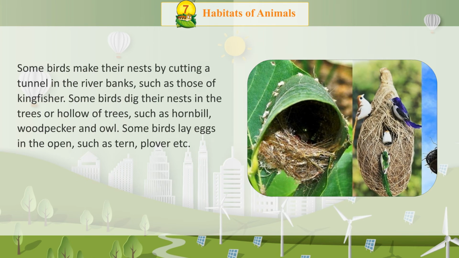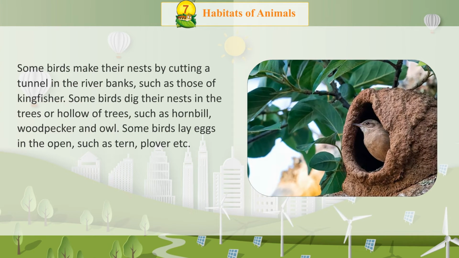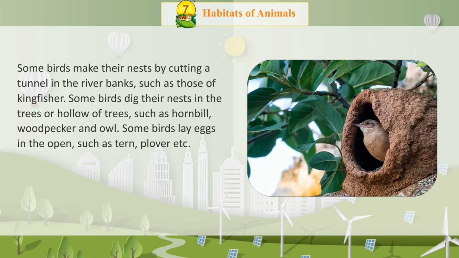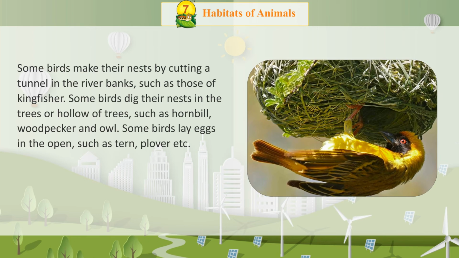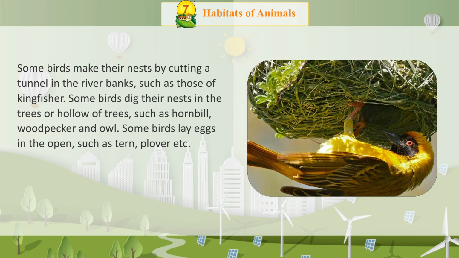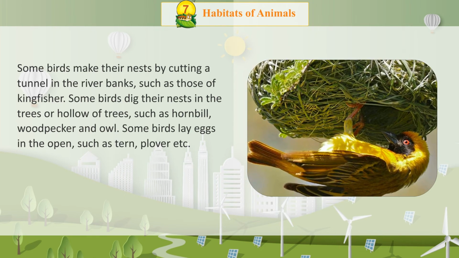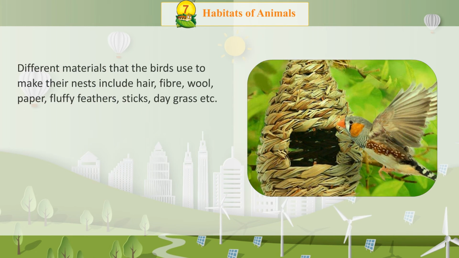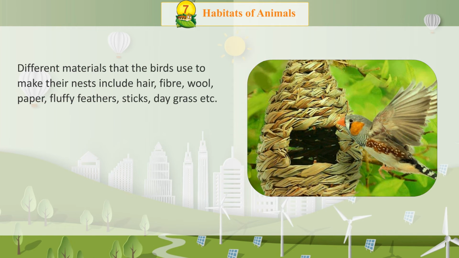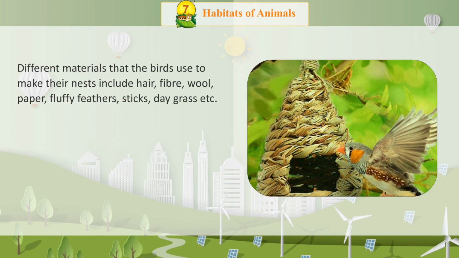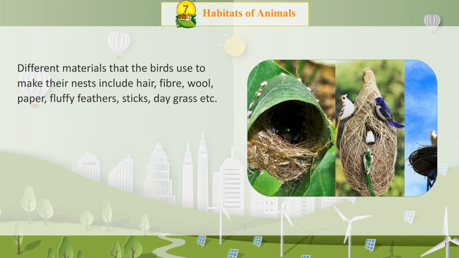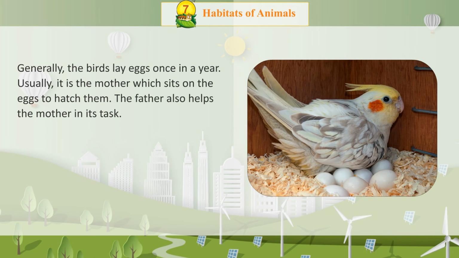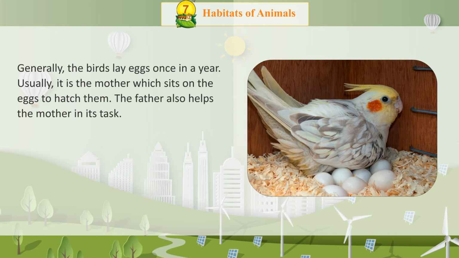those of sparrow. Some birds make their nests by cutting a tunnel in the river banks, such as those of kingfisher. Some birds dig their nests in the trees or hollow of trees, such as hornbill, woodpecker, and owl. Some birds lay eggs in the open, such as tern, plover, etc. Different materials that the birds use to make their nests include hair, fiber, wool, paper, fluffy feathers, sticks, dry grass, etc. Generally, the birds lay eggs once in a year.